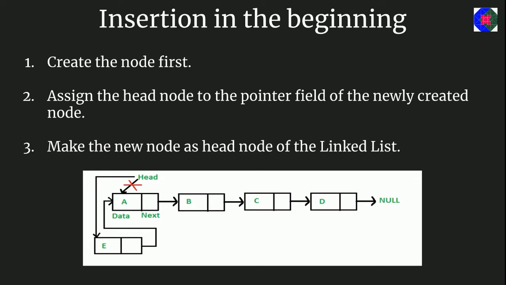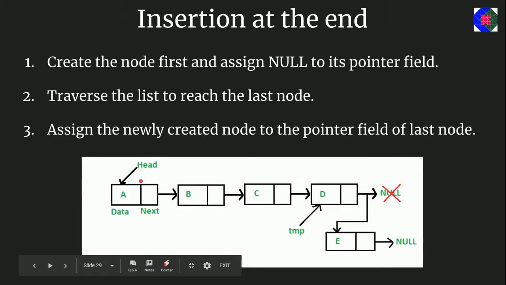So in this diagram here, firstly the linked list is A, B, C, D, where A is the head node. Now we want to insert this node E as the head node of the linked list, or we want to insert it in the beginning. So what we do, we first create the node, assign the data value, and then we assign the pointer field of this newly created node to the head node, and eventually we make this E node the head node of the linked list. Next is insertion at the end.